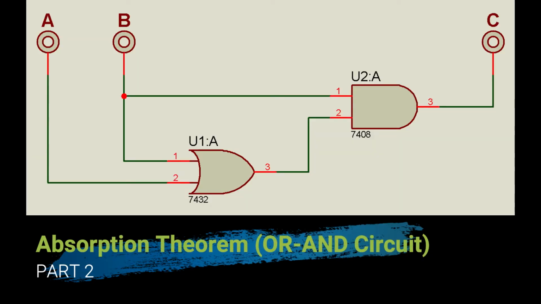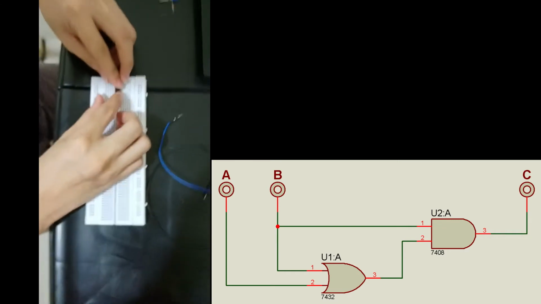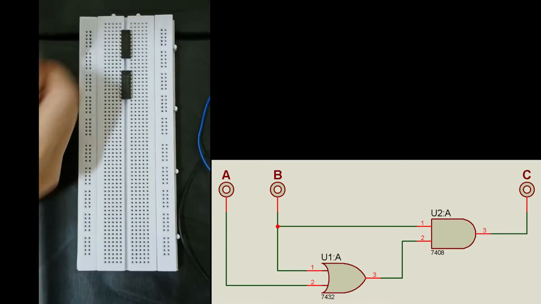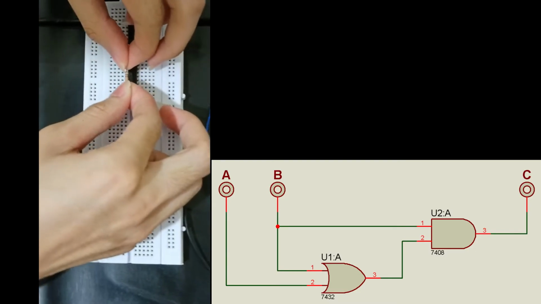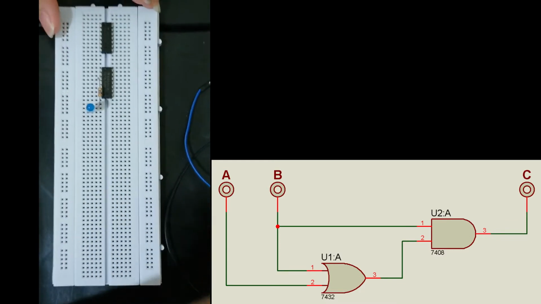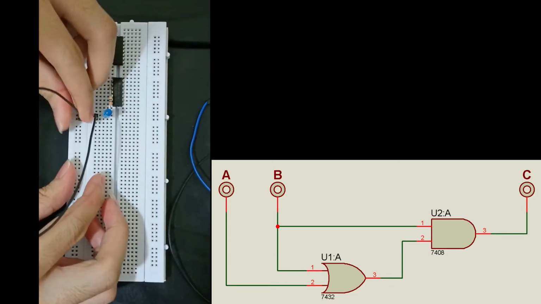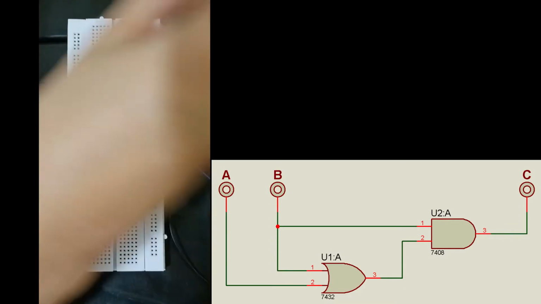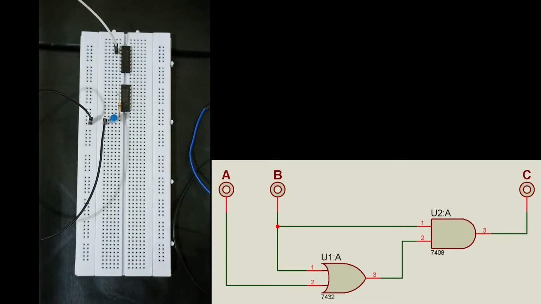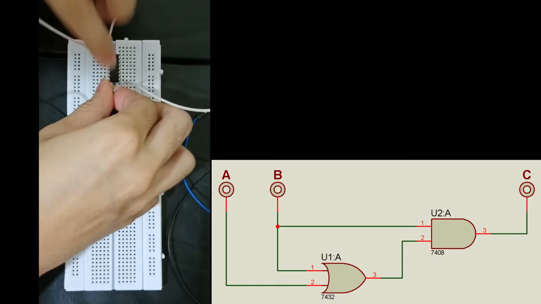In this part of absorption theorem, we will be using OR and AND combinational circuit. Using 7432 OR gate and 7408 AND gate, we will be connecting the resistor to the third pin of the IC. Then, the LED connected in series and followed by the ground. On the second pin of the OR gate is the input A. Then, we will be connecting the first input of both ICs to each other, and it will be the input B.